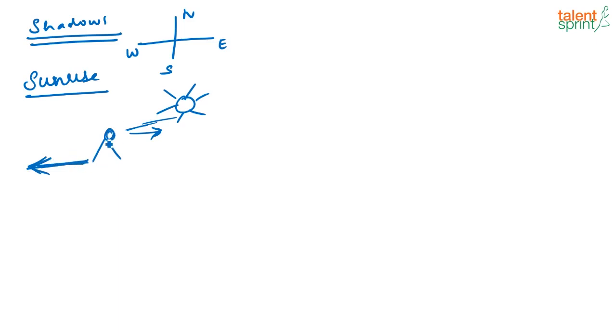Or if a person is standing facing the sun during sunrise, his shadow will fall behind him. Towards west means it is falling behind him.